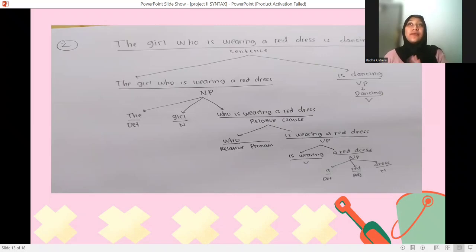Dancing is verb. The is determiner. Girl is noun. Who is wearing a red dress is relative clause. Who is relative pronoun. Is wearing a red dress is verb phrase. Is wearing is verb. A red dress is noun phrase. A is determiner. Red is adjective. Dress is noun.